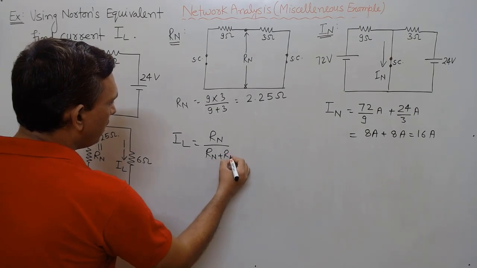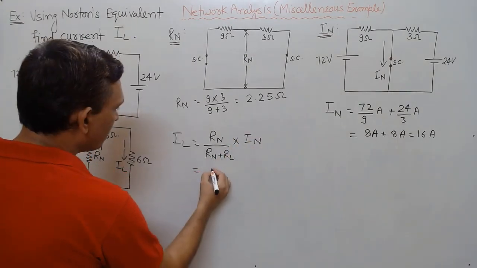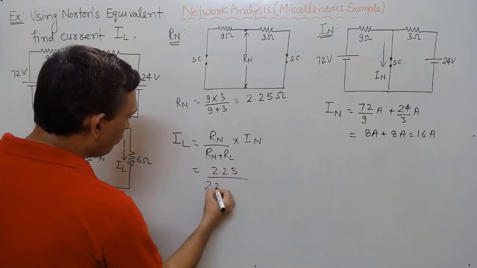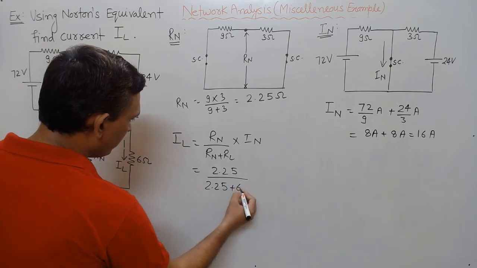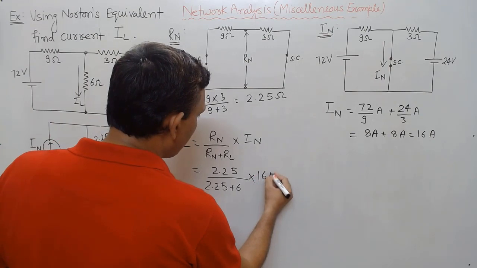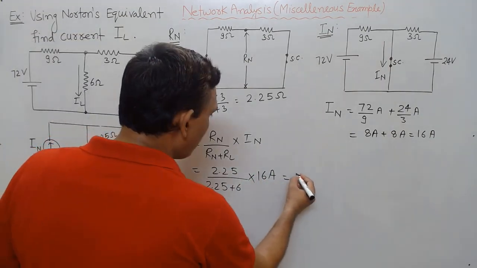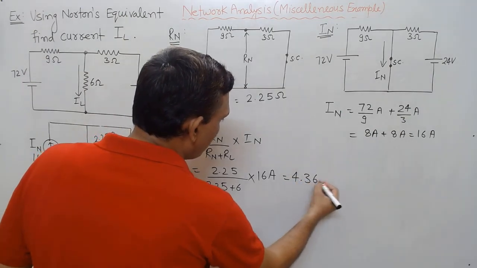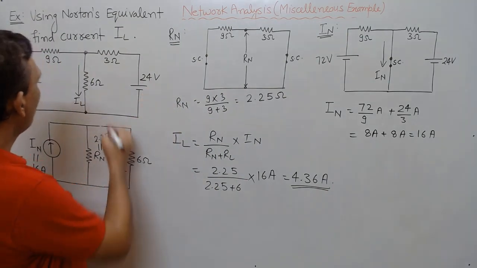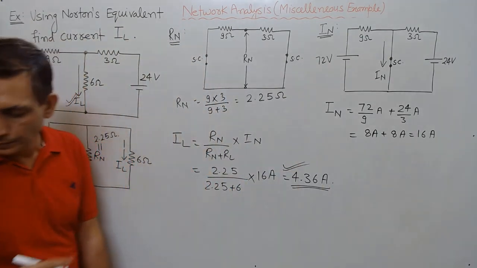So the current IL is given by Rn by Rn plus RL into IN. So Rn is 2.25, plus 6, into IN which is 16 ampere. And if you calculate, this value is 4.36 ampere. So the load current is 4.36 amperes.